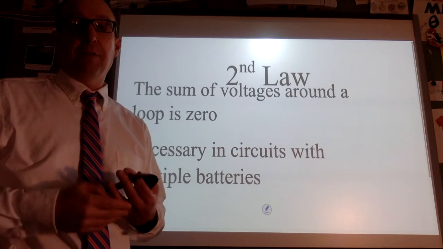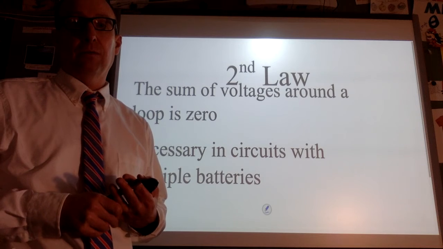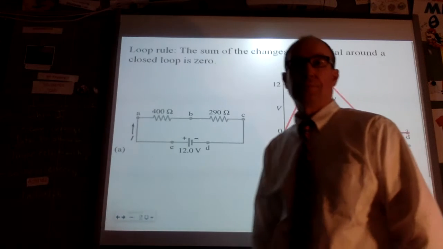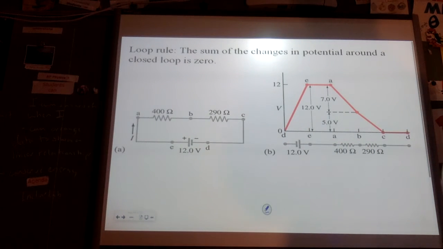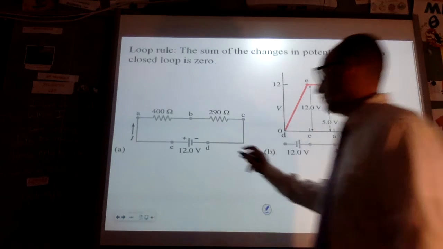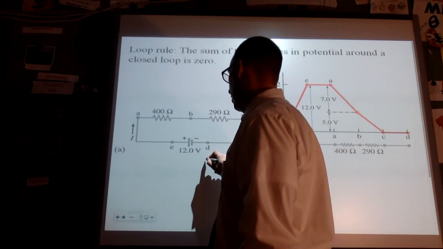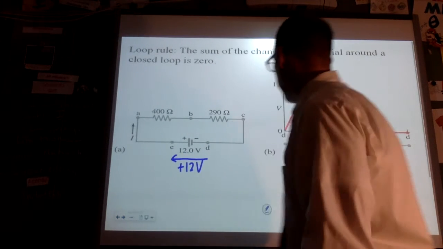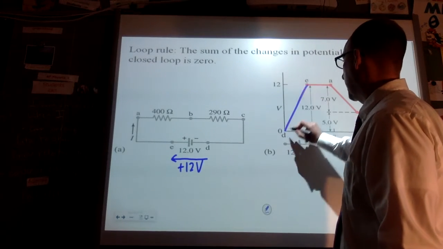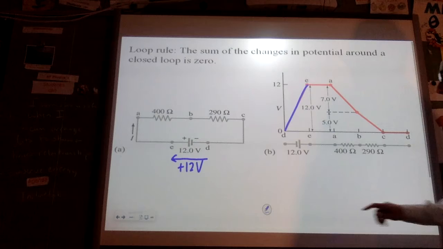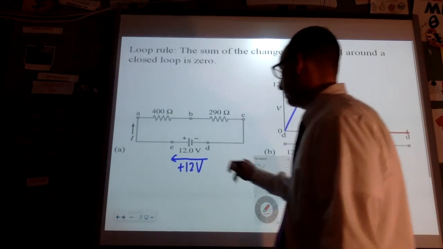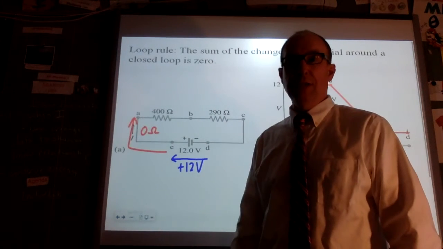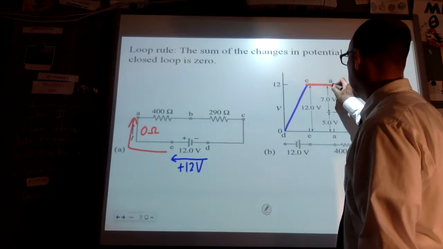Number two, the sum of the voltages around a loop is 0. So when we go all the way around, all of the potential of a battery needs to be used up. All right, so let us start at D. When I go in the right direction across a battery, I gain 12 volts of potential. That's from D to E. Now I'm going to go from E to A. A wire has 0 ohms resistance, so my voltage stays at 12.